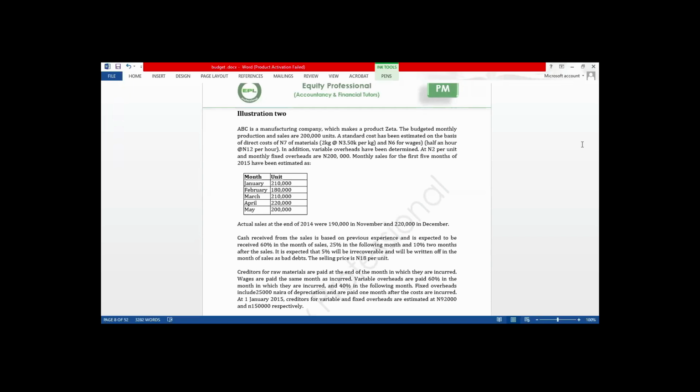Cash received from the sale is based on previous experience. Please change it. It should be previous, not provided, experience. Cash received on sales is based on previous experience and is expected to be 60% in the month of sales, 25% the following month, 10% 2 months after sales. It is expected that 5% will be irrecoverable and will be written off in the month of sales as bad debt. The selling price is 18 naira per unit.